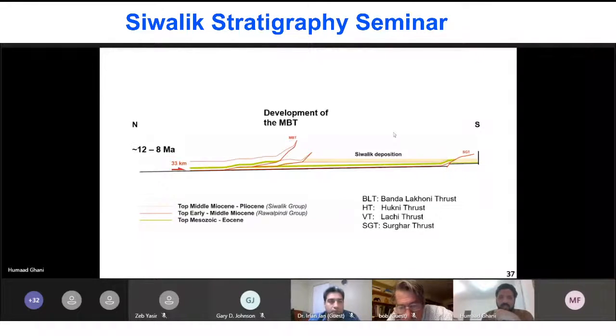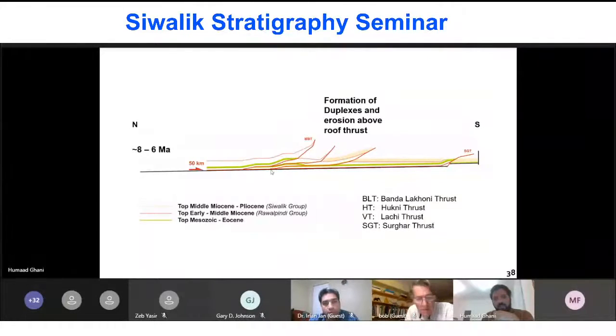And then from 12 to 8, 9 million years was the development of the Main Boundary Thrust, the major thrust in this area, and the deformation propagated into the foreland. And then what you see is that the deformation from the lower decollement is transferred into the upper decollement, and we are taking the deformation propagation toward the foreland again.